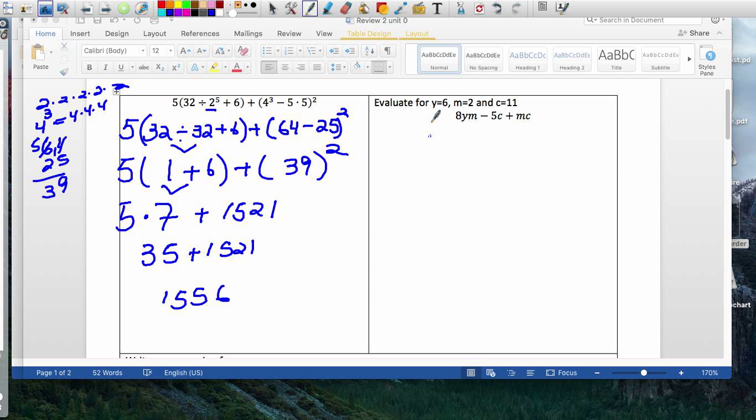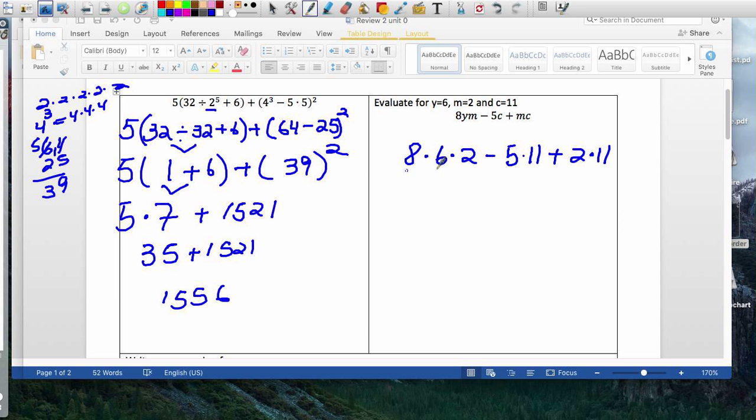This one, evaluate. Oh, I need my glasses. And let's see what we have here. 8 times the y, which is 6, times the m, which is 2, right? So I'm replacing my variables. Minus 5 times the c, what's the c here, which is 11. And then plus m times c, m is 2. We're going to multiply by the c, which is 11, okay? So we have multiplication, 3 terms here.